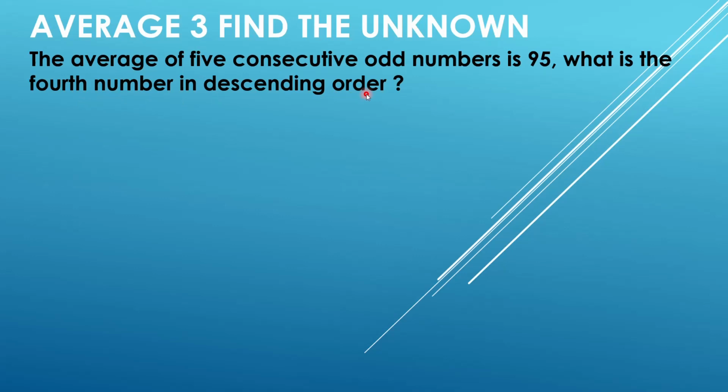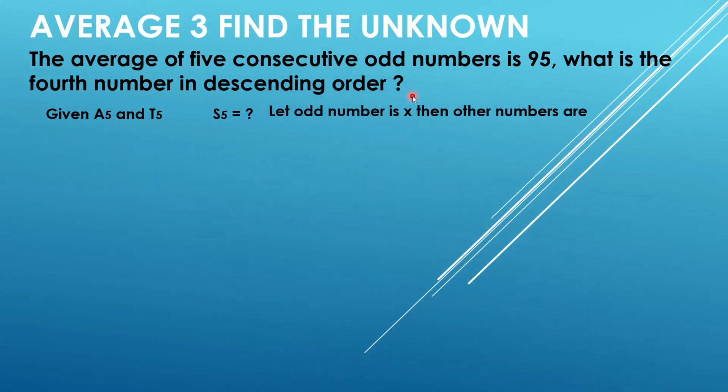Now you don't have any number, and they are asking for the fourth number, meaning the last second number, since descending order means from the last. So a5 is given, and t5 is also given, we can say. First we need to find s5, because we need the total.